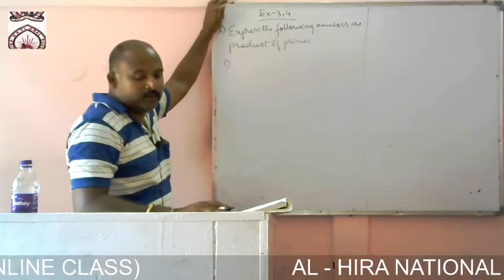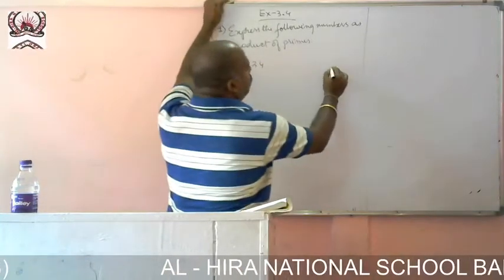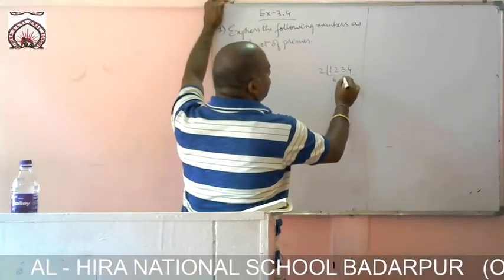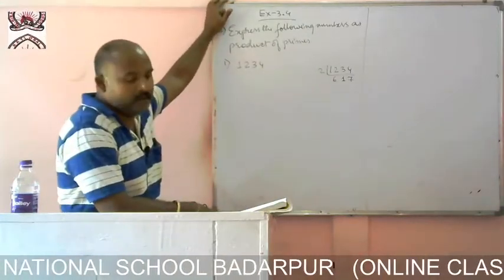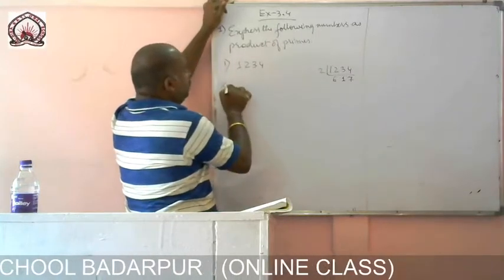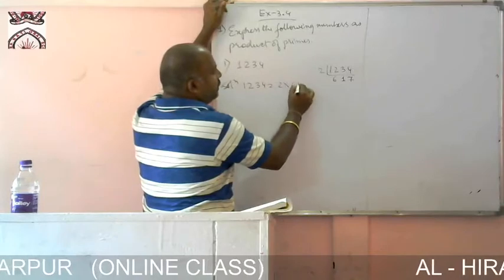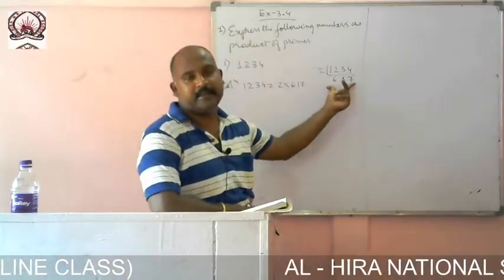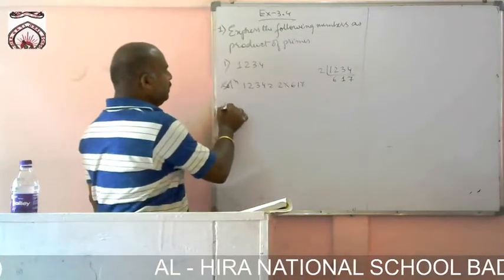Number 1 is 1234. If I divide it by 2, we get 617. So the solution is that 1234 is nothing but 2 into 617. 2 is a prime number and 617 is also a prime number.